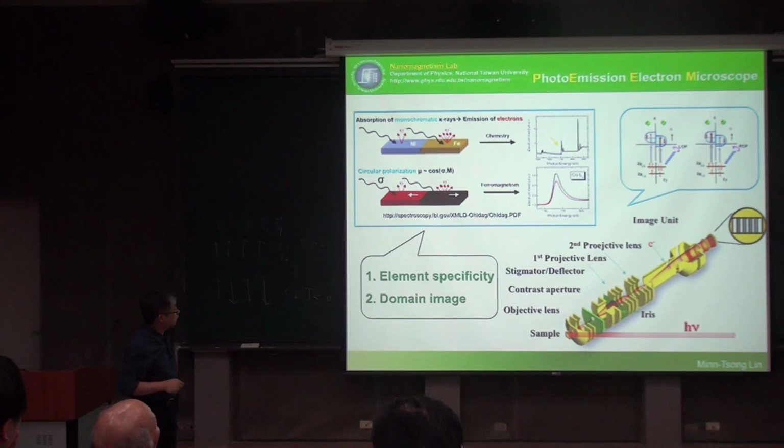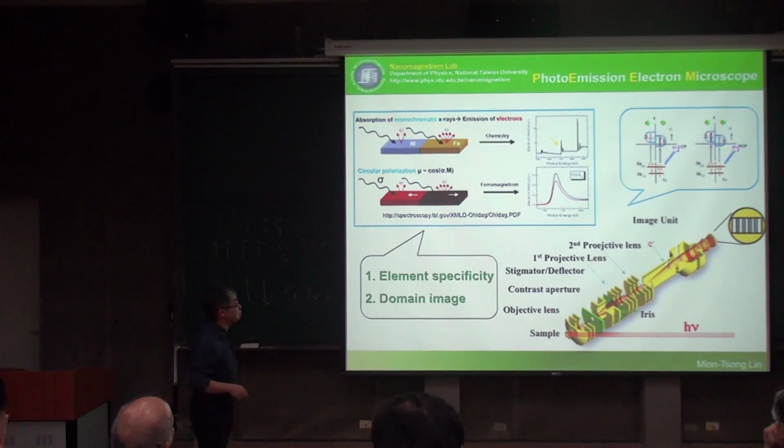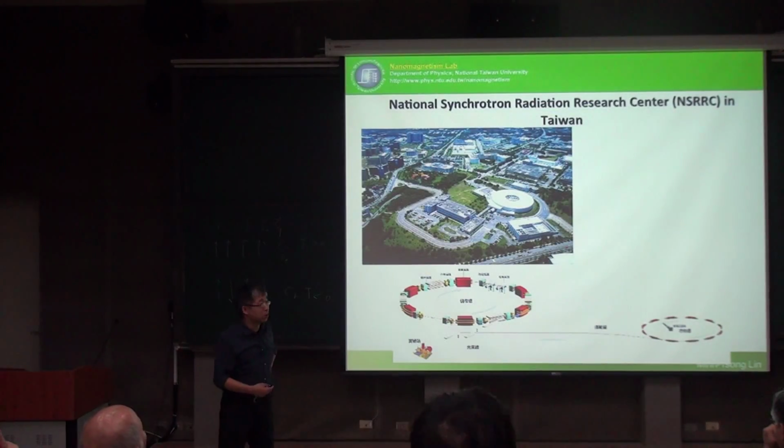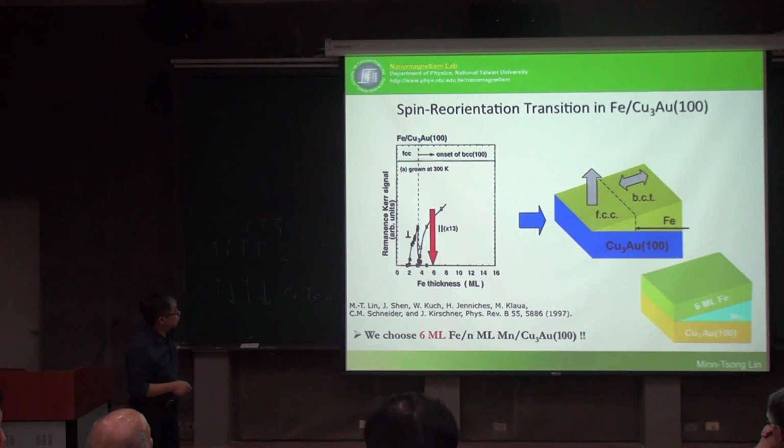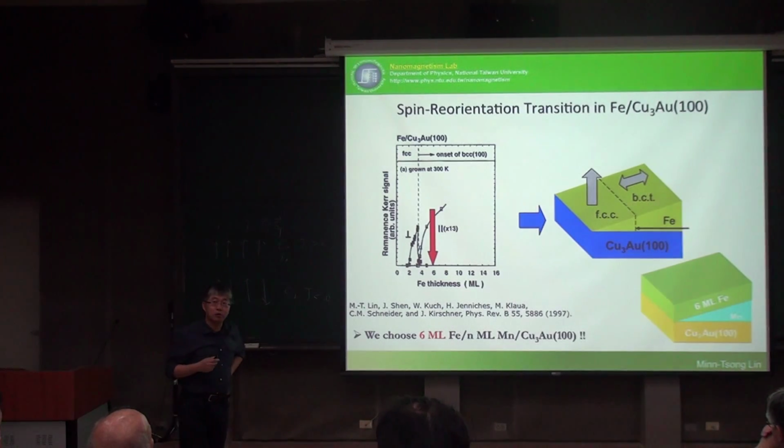Interesting property: you have element specificity, and you can also get a domain image because you get the domain contrast this way. So we call this XMCD, X-ray magnetic circular dichroism, as can be done in the synchrotron radiation here. And the system we studied is very simple.